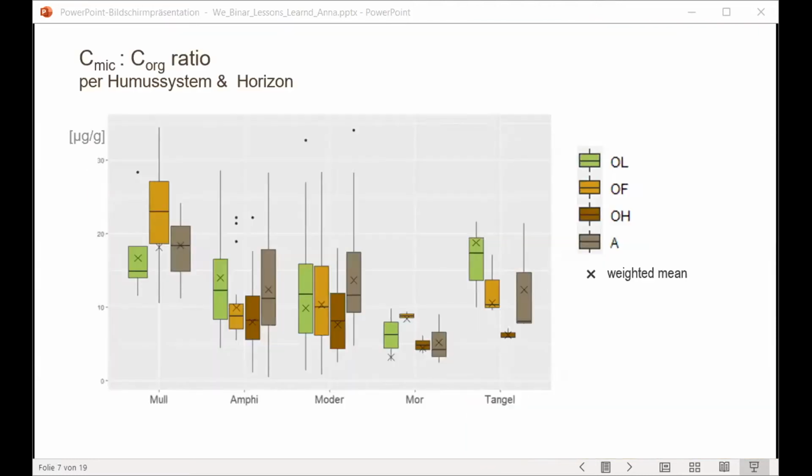So, some first rough results. The figures show us the depth distribution of the ratio of microbial carbon to total organic carbon within each humus system. We can see there is a gradient, and surprisingly, Moder and Amphi is quite similar. Generally, this ratio CMIC to CR is a potential indicator for microbial carbon turnover efficiency, and I will look at it in more detail in the elaboration of my thesis.